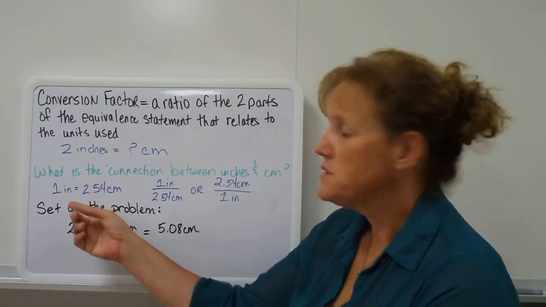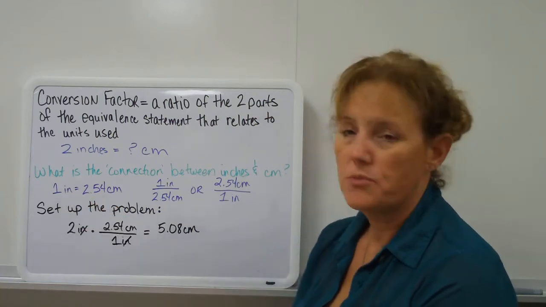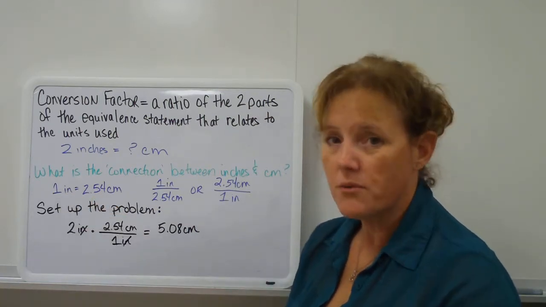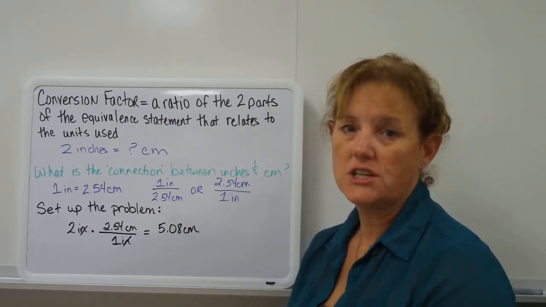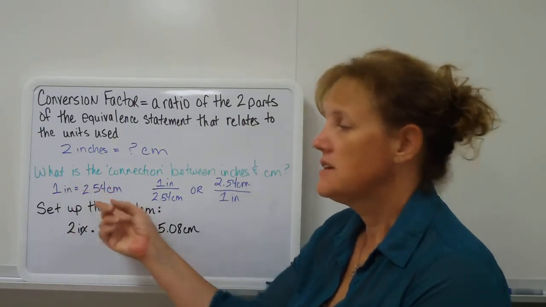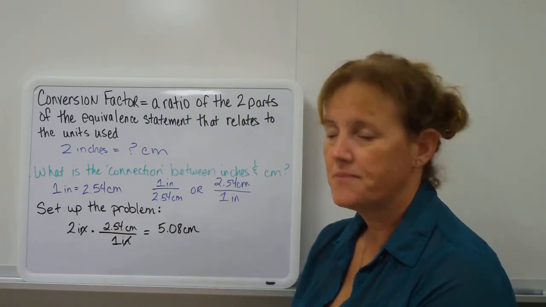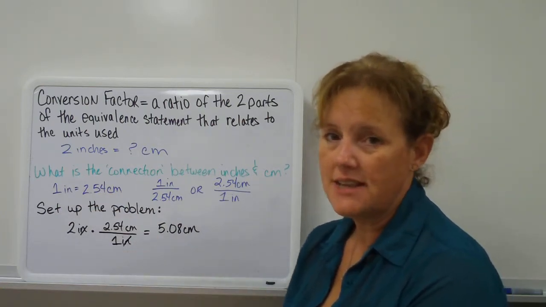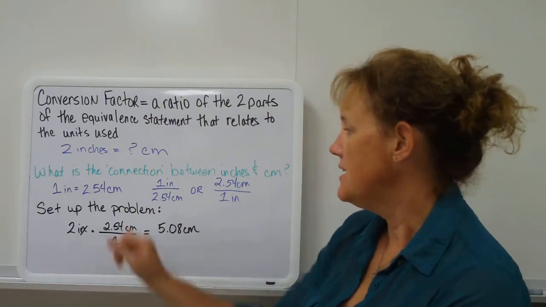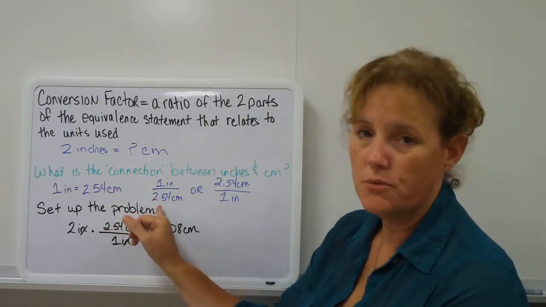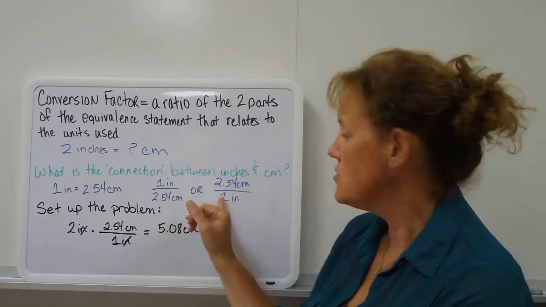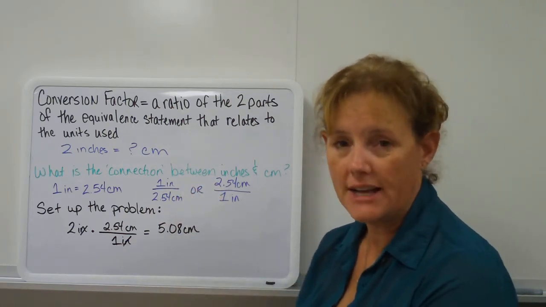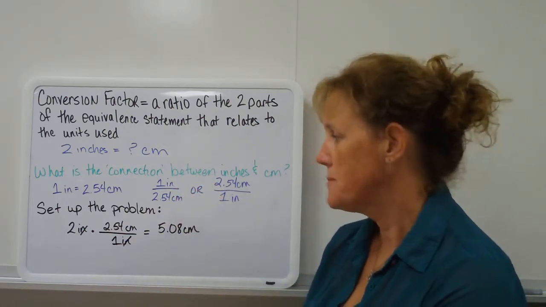So I can use reference material to find out 1 inch is 2.54 centimeters. You may have it memorized from last year, find it in your textbook, find it on a reference sheet, Google it, but that is the conversion between those two units. Now I can take that and I can set that up one of two ways. I can either say 1 inch over 2.54 centimeters or 2.54 centimeters over 1 inch, depending on what kind of conversion factor I need to use.